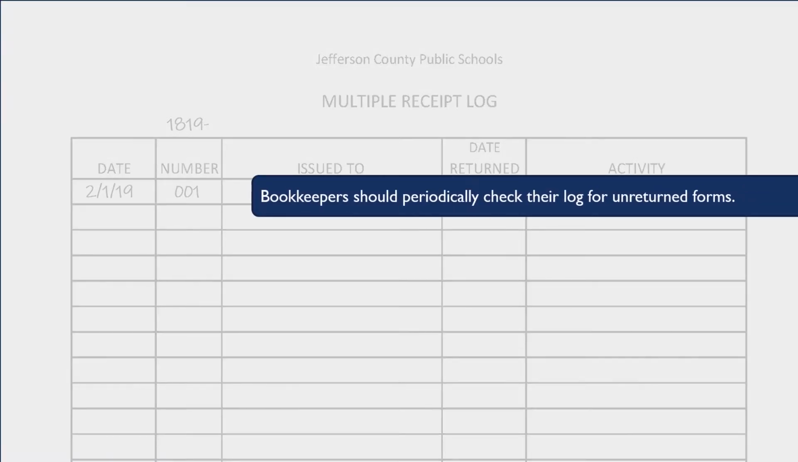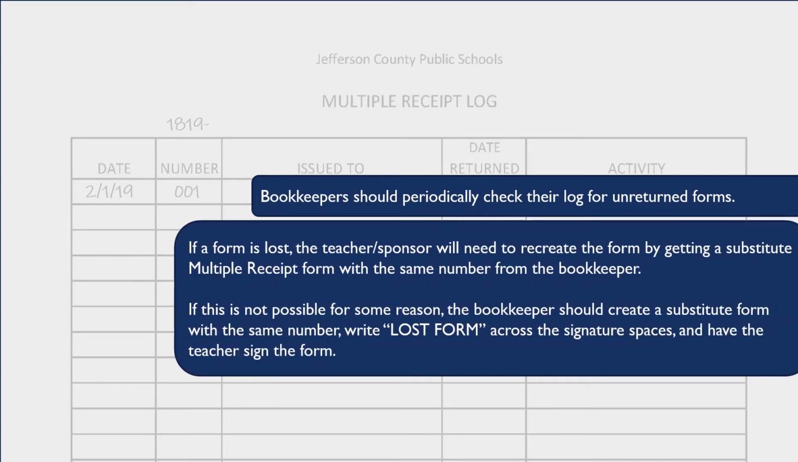Bookkeepers should periodically check their multiple receipt log to make sure the teachers and sponsors are returning the multiple receipt forms. Oftentimes, a teacher or sponsor will say they threw the form away because they didn't collect any money or they were finished collecting. This situation could likely occur when collecting on dress down days. Some teachers may not have any students that participate. When a bookkeeper provides the teachers with the multiple receipt form, make sure they are reminded to return the form regardless of whether they collected money.